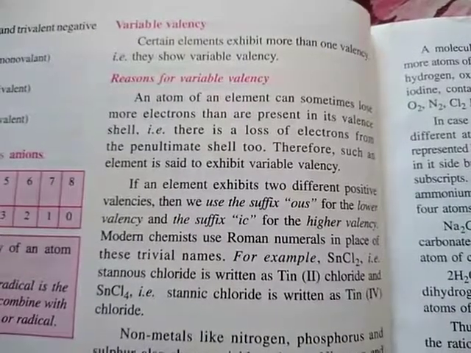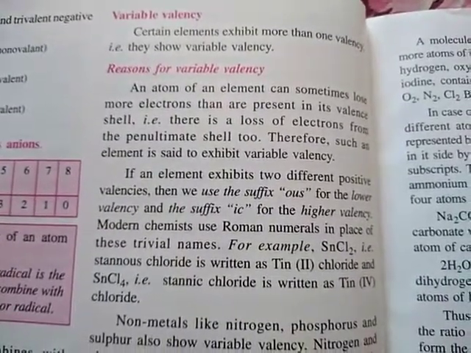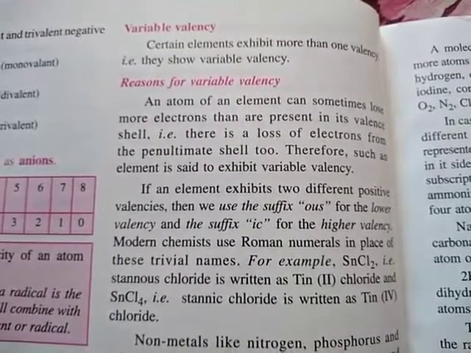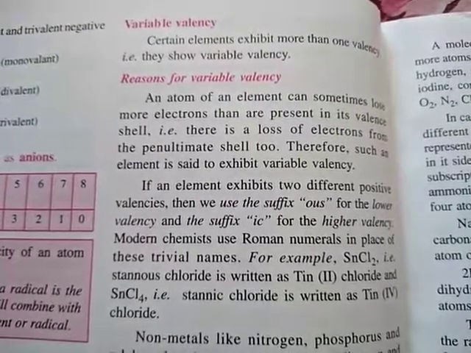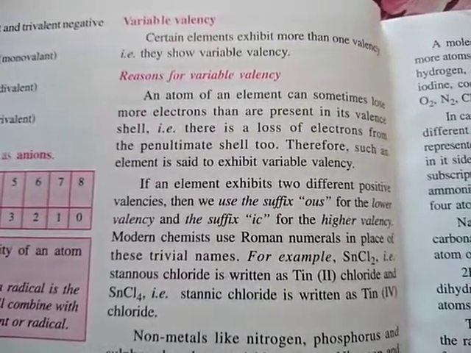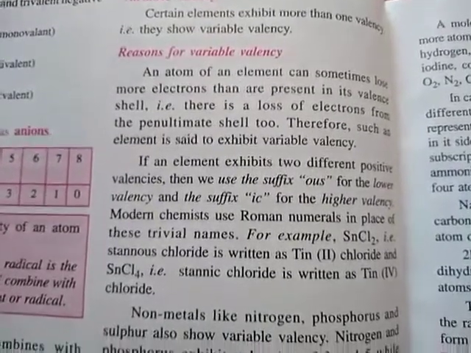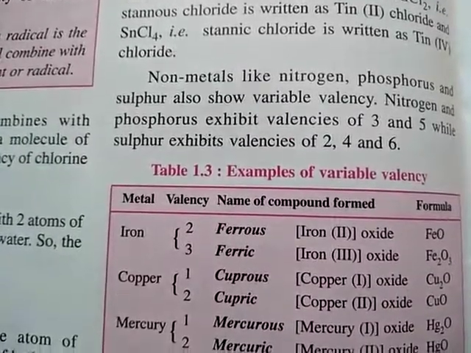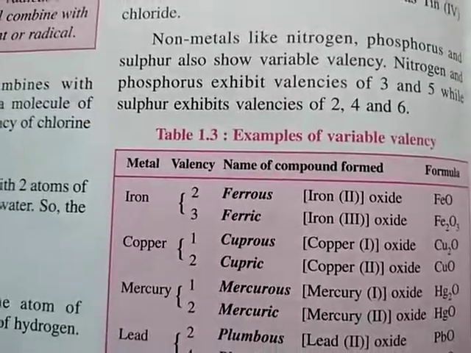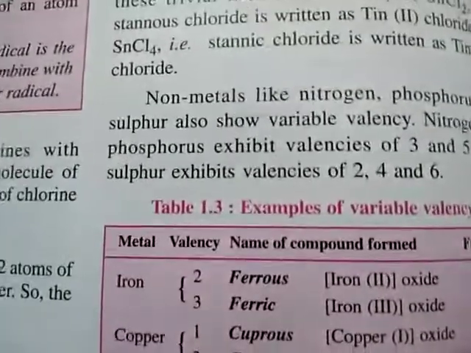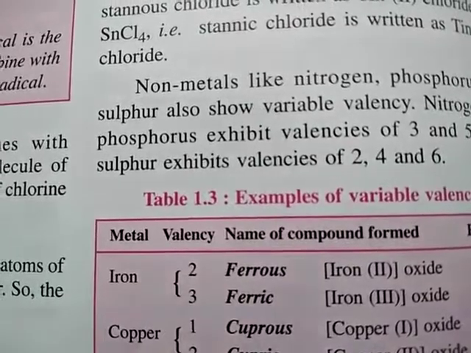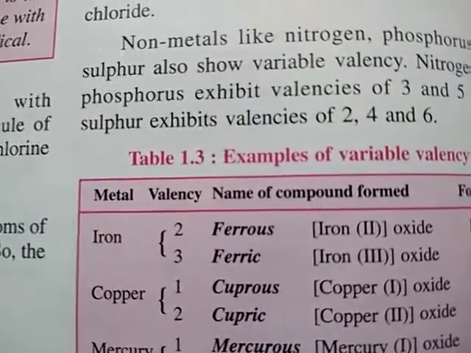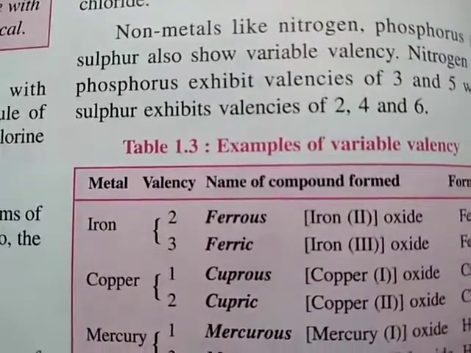Now variable valency. Students, now you know the definition of valency, but here variable valency has been given. Variable means some elements have a valency that is not fixed, but they can have more than one valency. Let us see some examples. Iron can have valency 2 and 3. Copper can have valency 1 and 2. Mercury can have valency 1 and 2. What does it mean? Iron sometimes can lose 2 electrons, other times it can lose 3 electrons. Copper sometimes can lose 1 electron, other times 2 electrons.